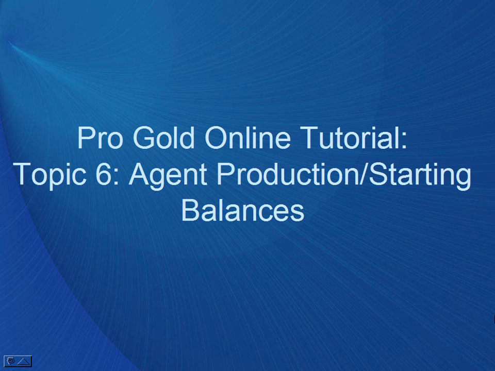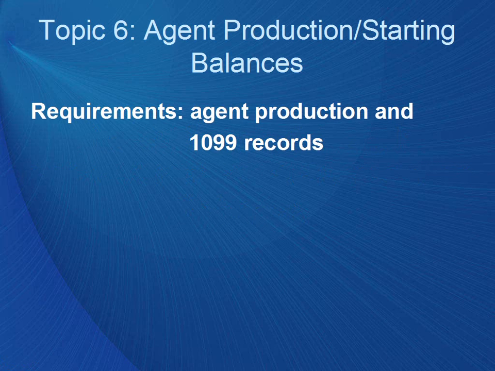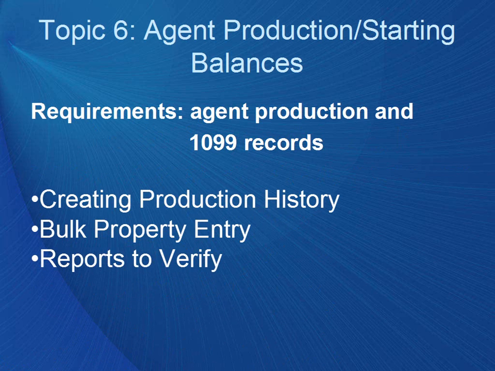ProGold XP Online Tutorial. Topic 6. Agent Production and Starting Balances. Requirements: your agent production information and 1099 records. In this topic, we will set up the property production, agent commission, and 1099 balances. The different reports that are used to verify the agent commission levels, agent production, and 1099 balances are also discussed.